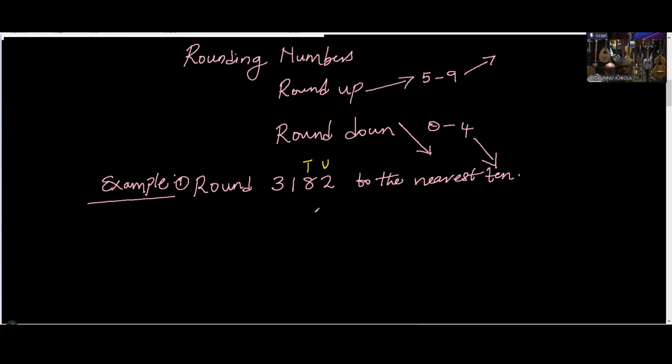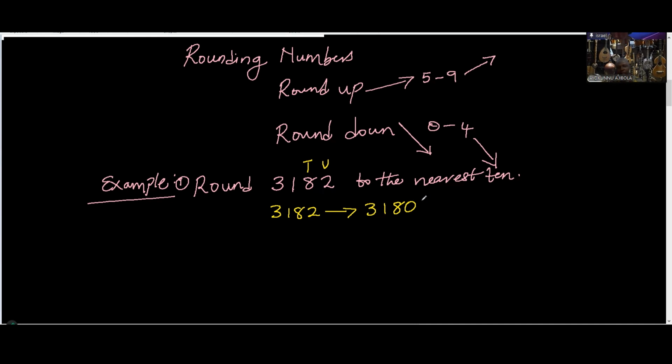8. So I have 3,182. I want to round it to the nearest 10. I'm stopping at 8, but when I get to that 8, I have to check what's the digit after the 8. That's 2, right? So it falls between 0 and 4. So I'm going to round it down. So this is going to be 80, not 90, to the nearest 10.